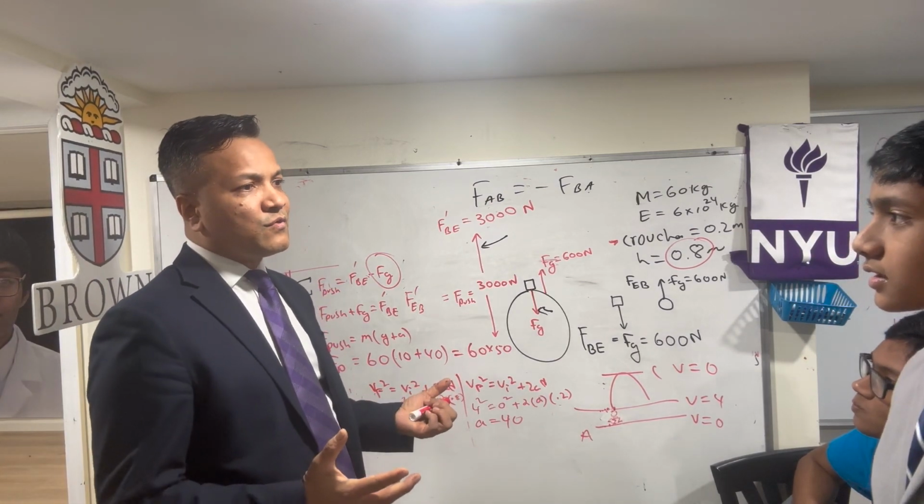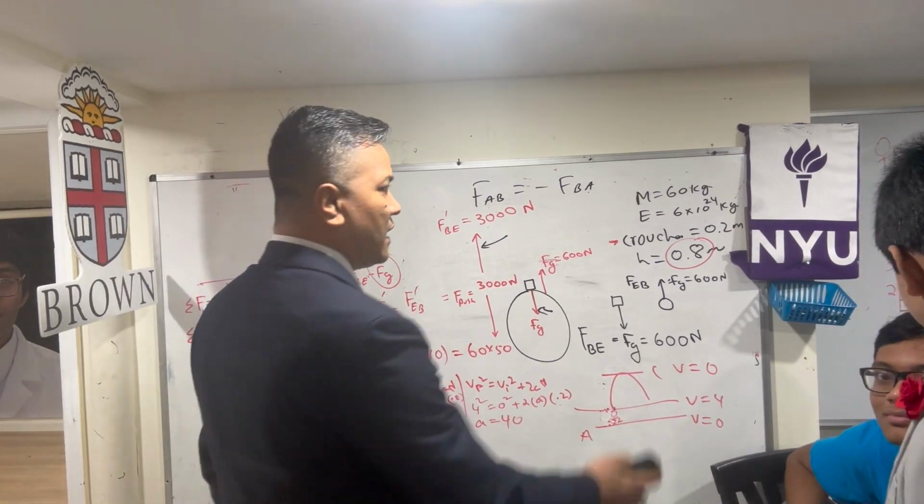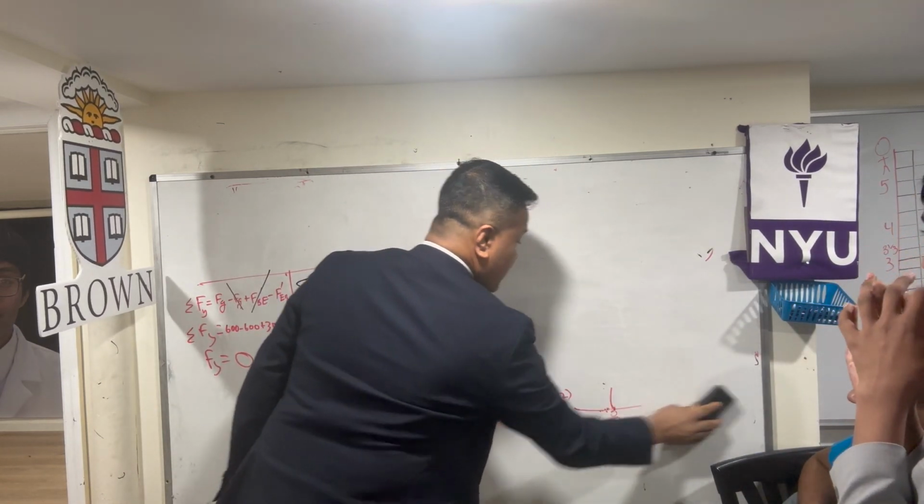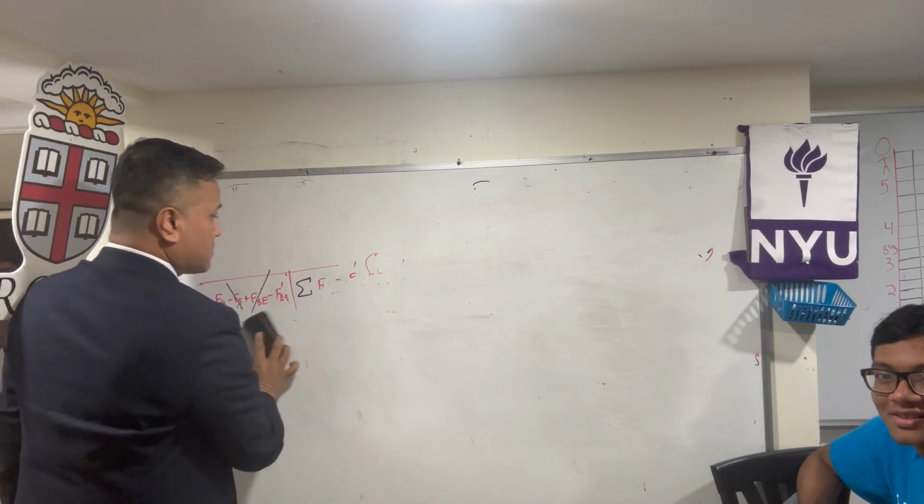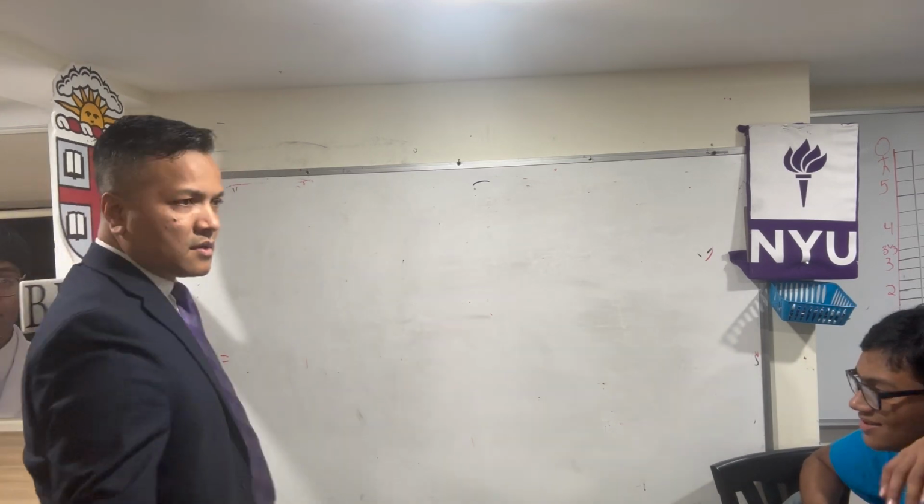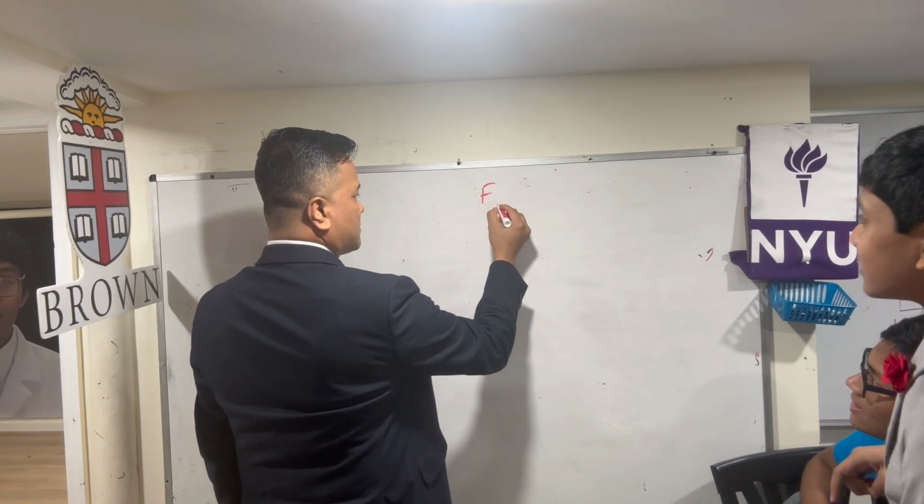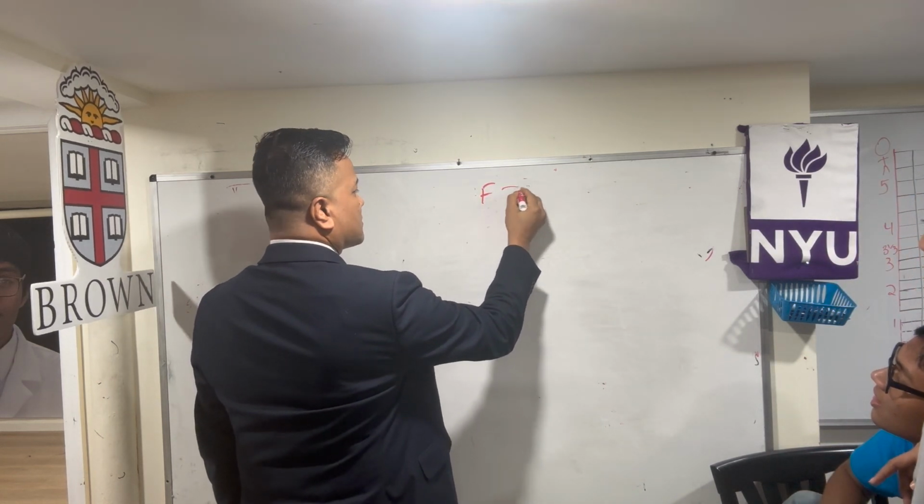Now we're going to do Newton's fourth law, and that is the universal law of gravity. That's the last one. Newton's universal law of gravity: F is G m1 m2 over r squared.